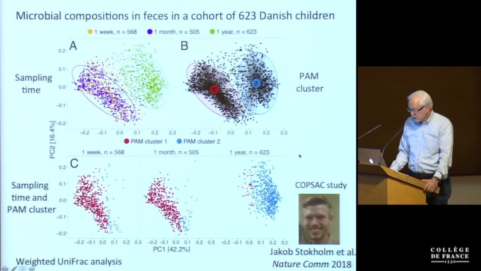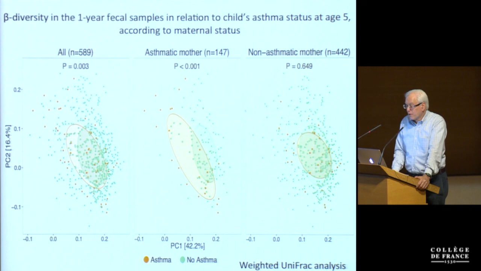And so now we're going to ask, what's the relationship of the beta diversity of the microbiota in the samples from 1-year-old kids in relationship to whether the child developed asthma by the age of 5? So when we look at all the kids in the study, in this case nearly 600, there is a significant difference in the 1-year microbiota between the kids who later developed asthma or not. If we now substratify and ask, in the kids who are born to non-asthmatic mothers, is there an effect? The answer is no. But in the kids born to asthmatic mothers, we can see a very significant and dramatic effect. So the combination of being born from an asthmatic mother and the composition of the microbiota appears to be related to the risk of developing asthma in the child.